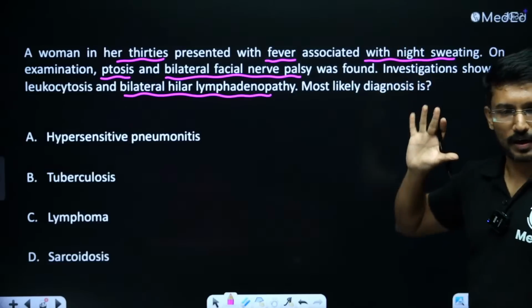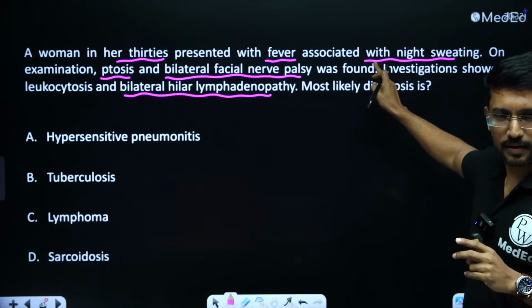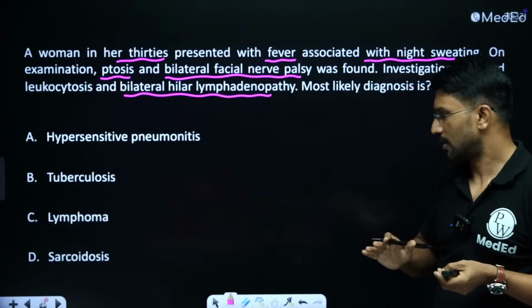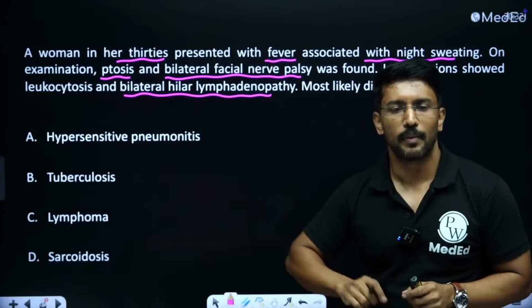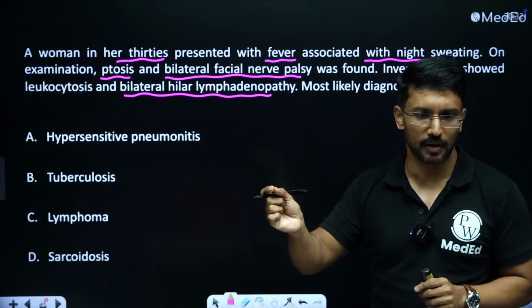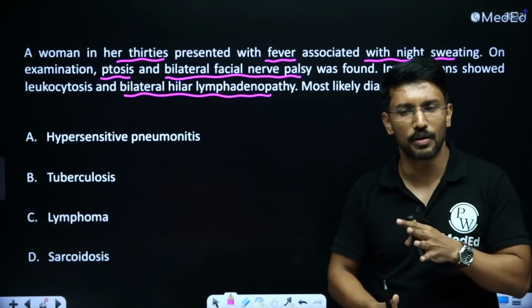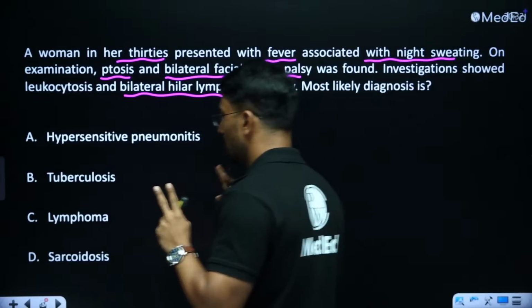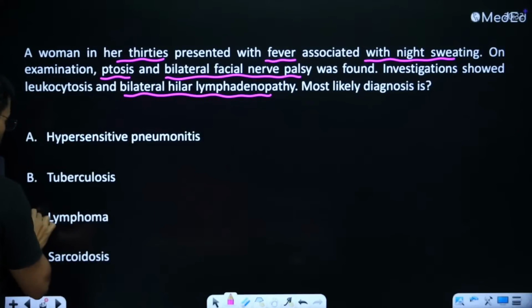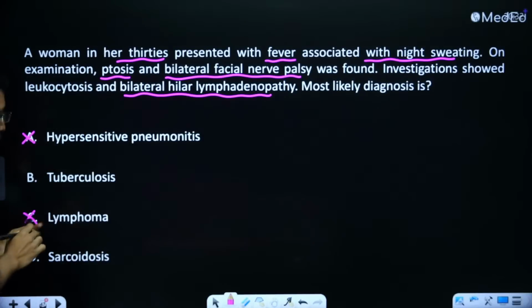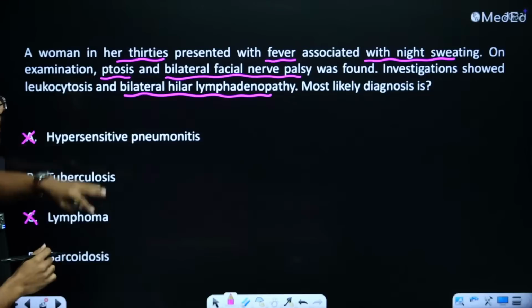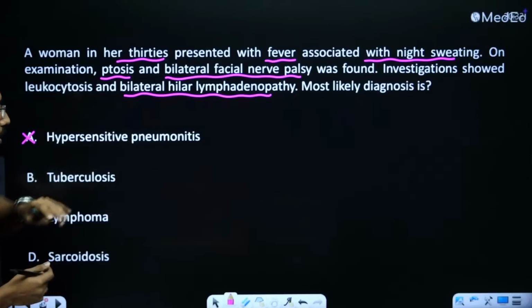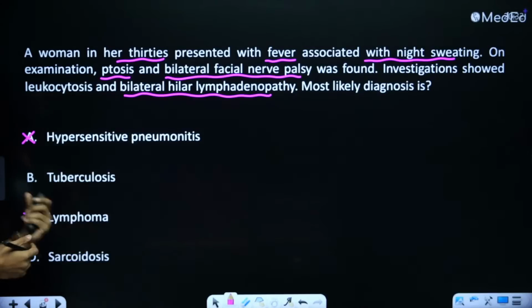Now we all are conditioned to believe that whenever there is night sweats or evening rise of temperatures, we always think about tuberculosis, right? TB is a possibility. But then there is a closely related differential diagnosis to tuberculosis, behaves similar to TB on several ways, that is sarcoidosis. So I have to think of these two conditions here, right? I'm not thinking of lymphoma or hypersensitivity pneumonitis, because they cannot explain the other findings. Lymphoma may explain fever, night sweat, but cannot explain the ptosis, bilateral facial palsy. Now I have to choose between TB and sarcoidosis.